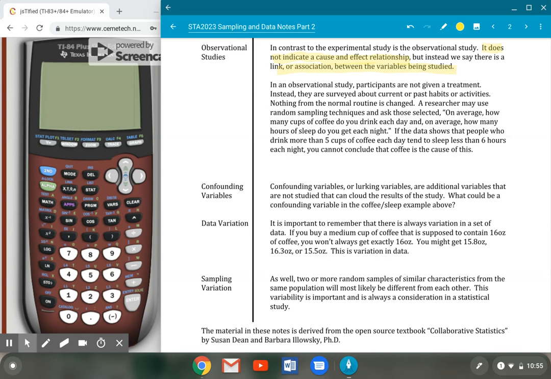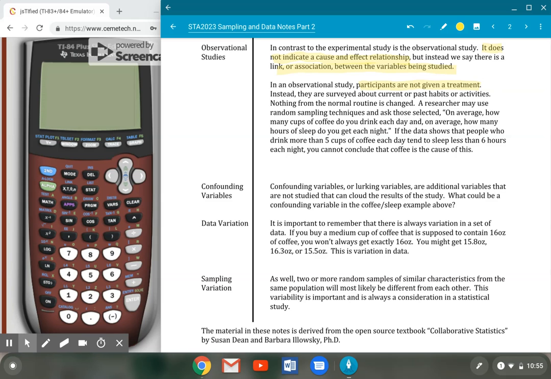Once again, in that observational study, your participants are not given a treatment. They're just surveyed about their current or past habits or activities. We just ask a question. Nothing from the normal routine is changed. Going back to our coffee example and asking, does it affect sleep?